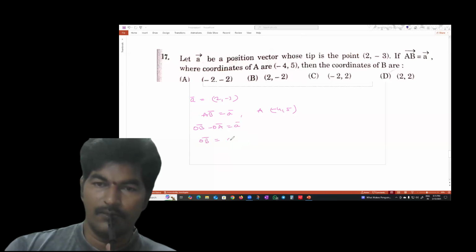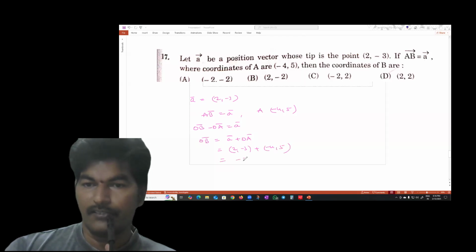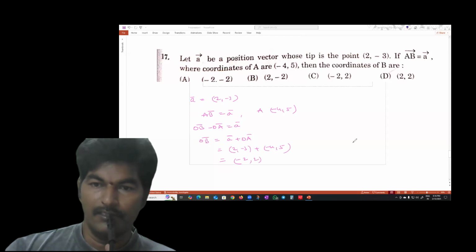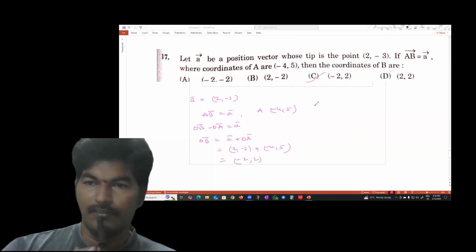So OB bar is equal to A bar plus OA bar. A bar, we know that 2 comma minus 3 plus OA bar means minus 4 comma 5. Just add the x coordinates together, minus 2, and the y coordinates, plus 2. So minus 2 comma plus 2, option C is correct.